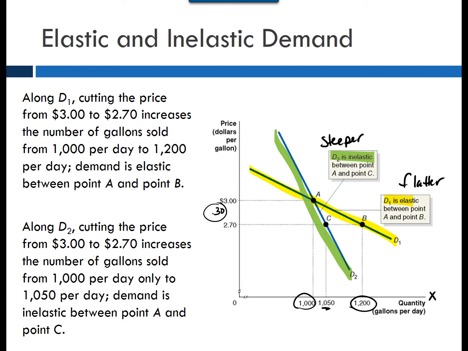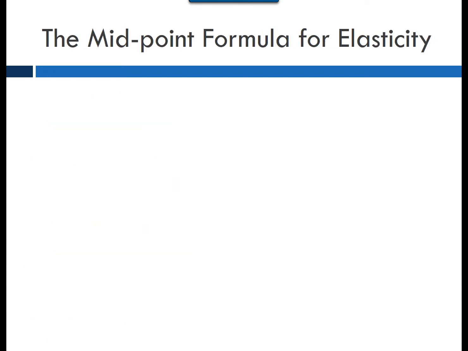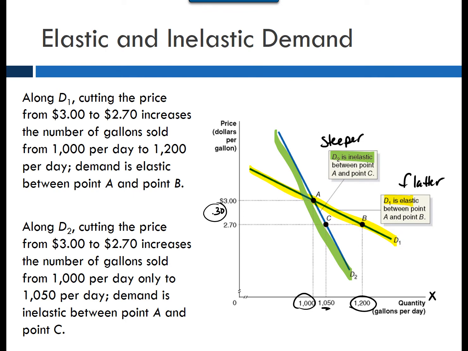So how do we calculate this? If you're not given the percentage, so in the one I said a 2% change in price caused a 4% change in the quantity demanded. Sometimes you're not given the percentages, but you're given, when the price was this, here was the quantity sold. Like, for example, in this case, let's say I'm using D1. When the price was $3, I sold 1,000. When the price dropped to $2.70, my quantity increased to 1,200. So we can use those two prices and two quantities to calculate that elasticity.